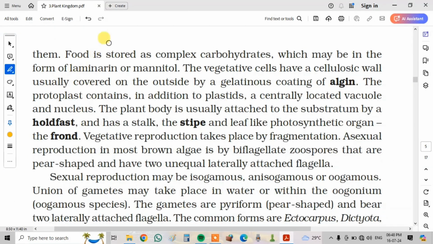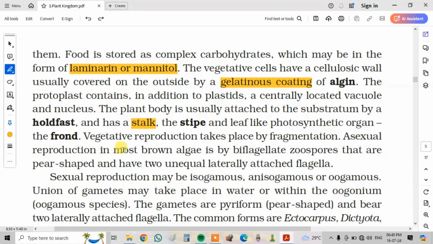Food is stored as complex carbohydrates, which may be in the form of laminarin or mannitol. The vegetative cells have a cellulosic wall, usually covered on the outside by a gelatinous coating of algin. The protoplast contains, in addition to plastids, a centrally located vacuole and nucleus. The plant body is usually attached to the substratum by a holdfast, and has a stipe and a leaf-like photosynthetic organ, the frond. Vegetative reproduction takes place by fragmentation.